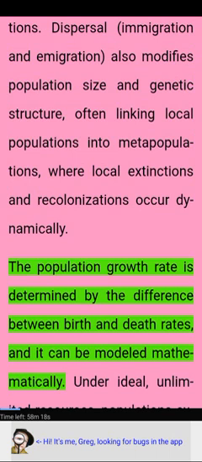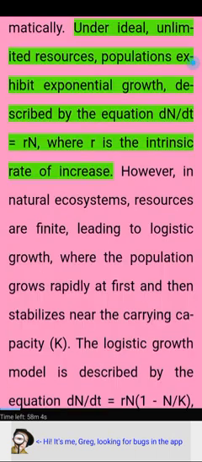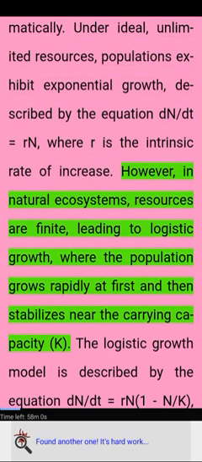Under ideal, unlimited resources, populations exhibit exponential growth, described by the equation dN/dt = rN, where r is the intrinsic rate of increase. However, in natural ecosystems, resources are finite, leading to logistic growth, where the population grows rapidly at first and then stabilizes near the carrying capacity K.